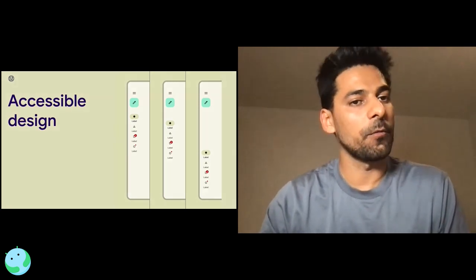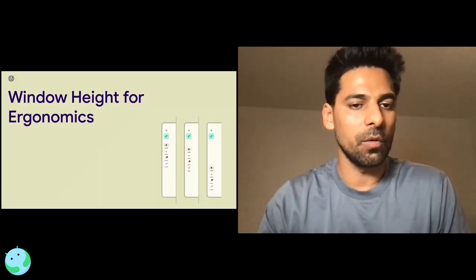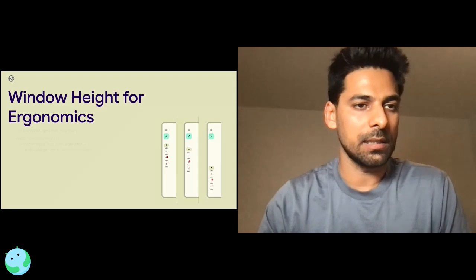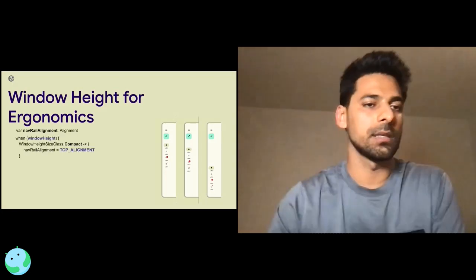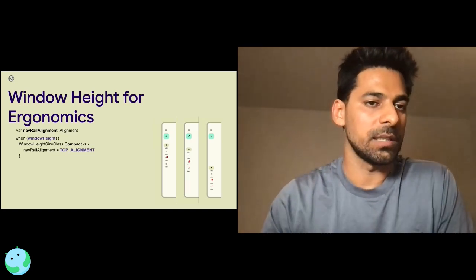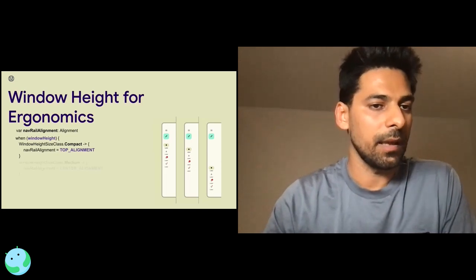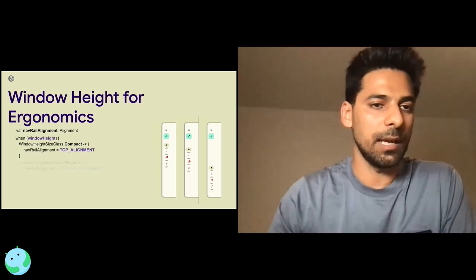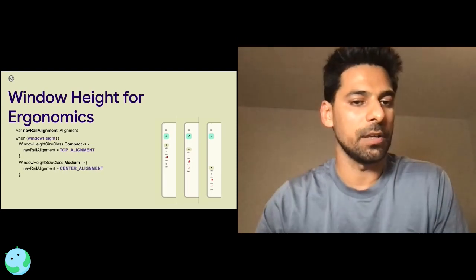We just learned about the window height size classes, which we didn't use actually. So now we can see that we can decide the navigation rail alignment depending on the window height classes. If it's a compact height, we can use top alignment. If it's a medium height, we can use center alignment. And if it's an expanded height, we want to align it to the bottom.